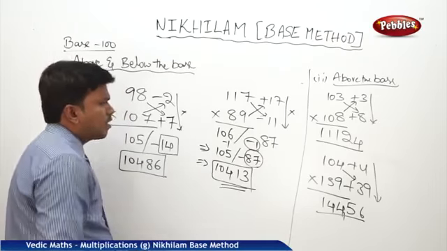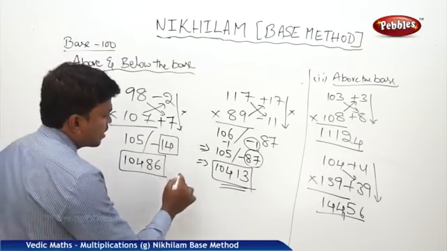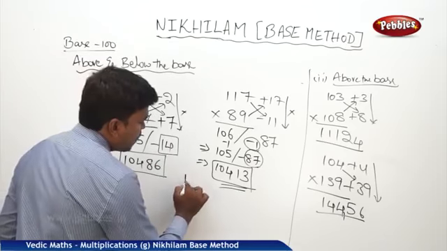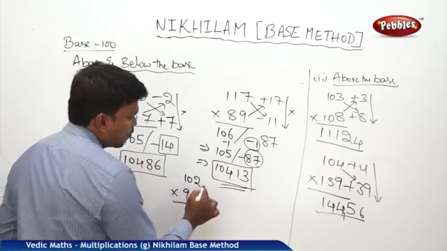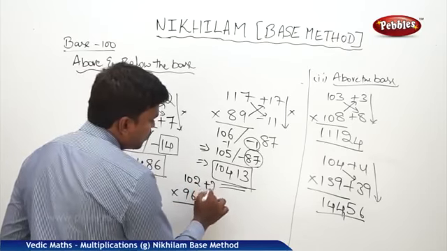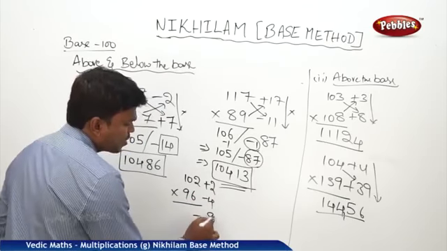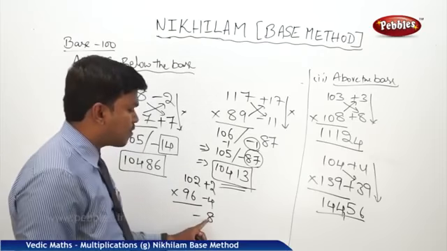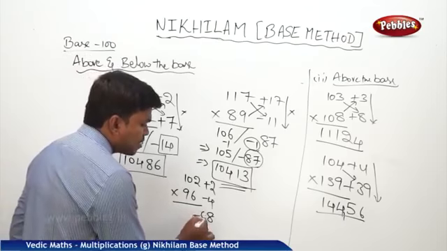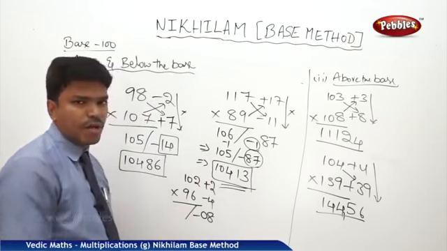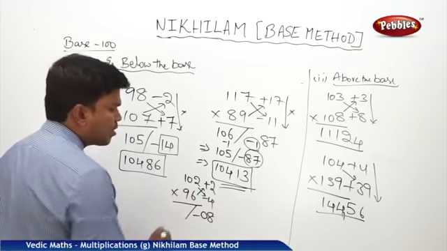We'll see one more example here. Suppose we take 102 into 96. So 102 means it is plus 2, and 96 is minus 4. Plus into minus is minus, 2 4s are 8. But as I said, the right side part of the answer should consist of 2 digits since the base is 100. So add a 0 here, and a bar. 102 minus 4 or 96 plus 2, both are the same. How much?